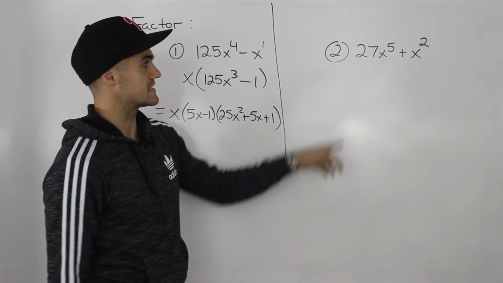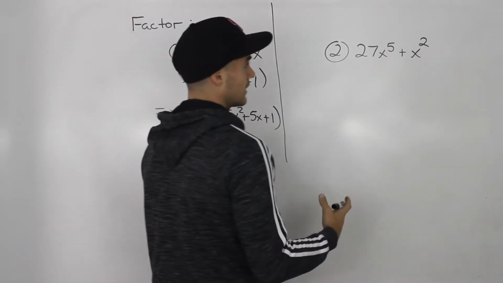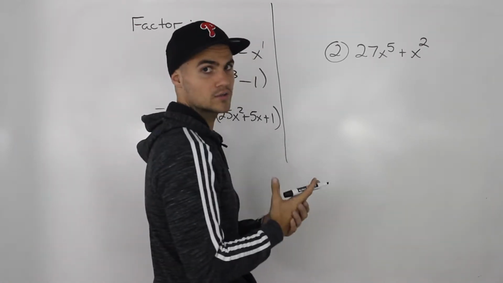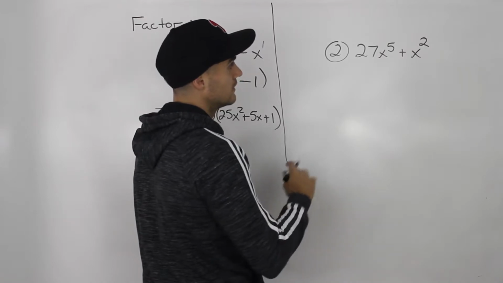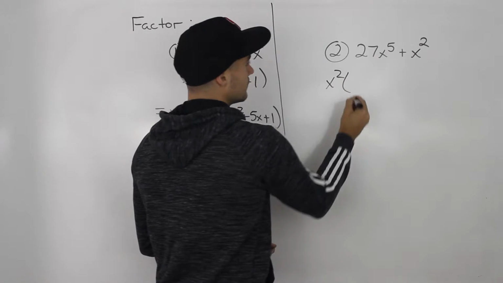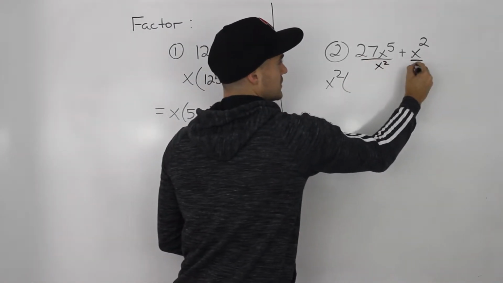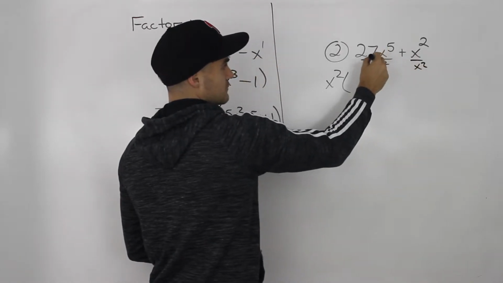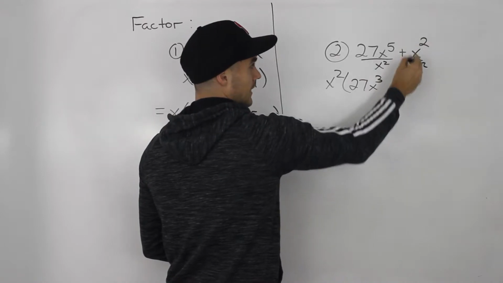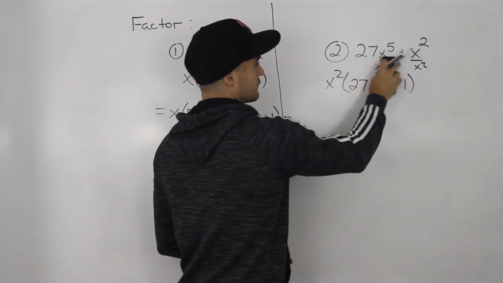All right, now what about this second term here? 27x to the 5 plus x squared. Well, again, you first check if you could take out any constants, any variables. Whenever you're factoring, that's always the first thing to look for. Can't take out any constants, but we can take out an x squared variable, right? And if we take out x squared from these two terms, 27x to the 5 divided by x squared would give us 27x to the 3. And then x squared divided by x squared would just be 1. So that is the first step.